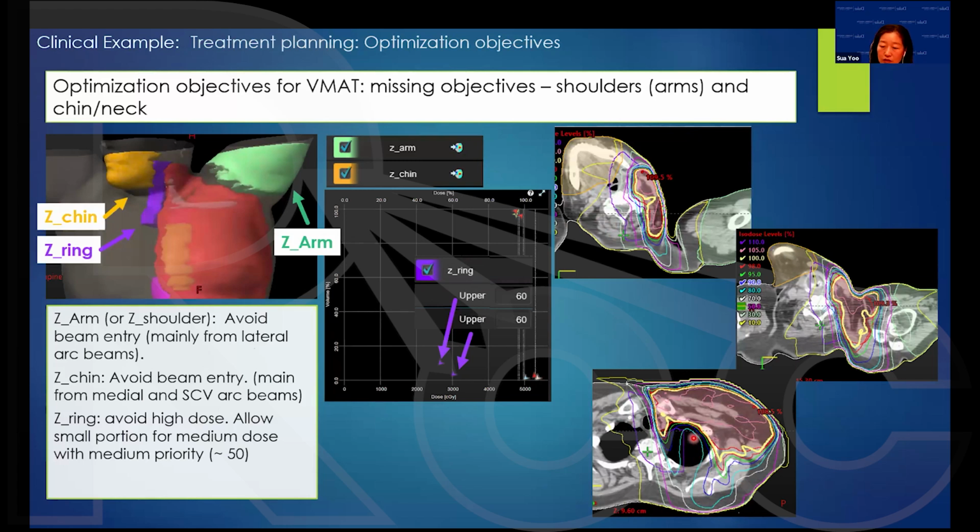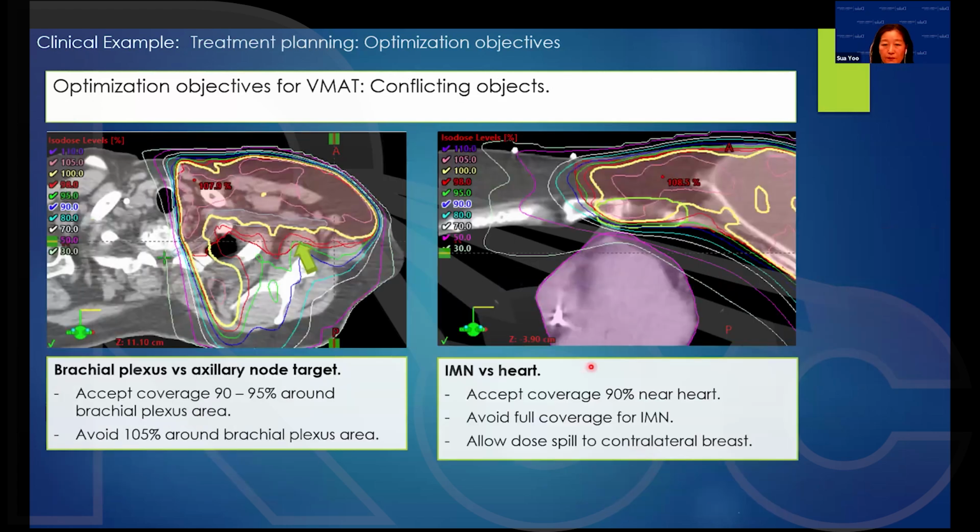For the lung, you don't need to generate another ring to limit the dose, because the lung constraint itself can limit the lung dose pretty well for optimization.